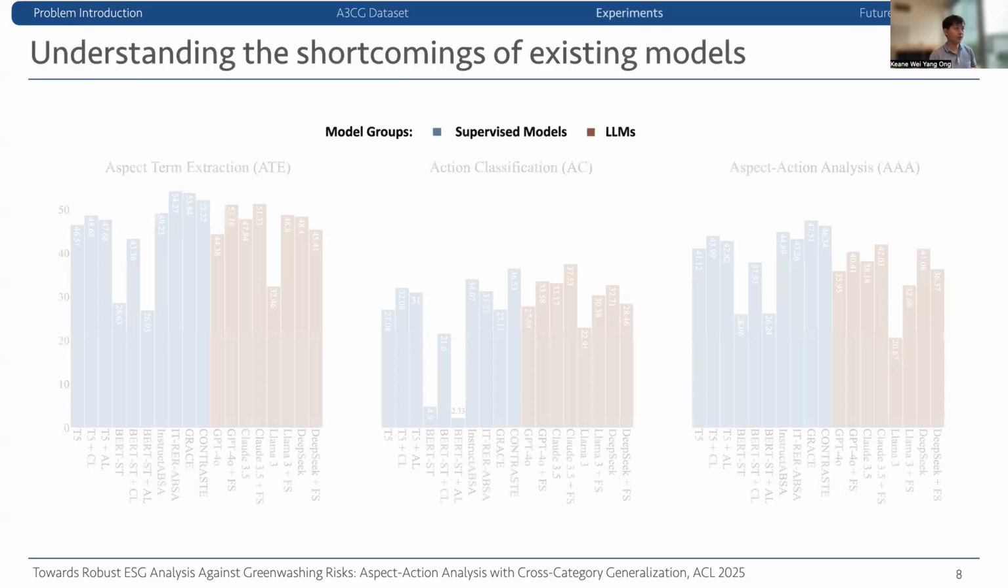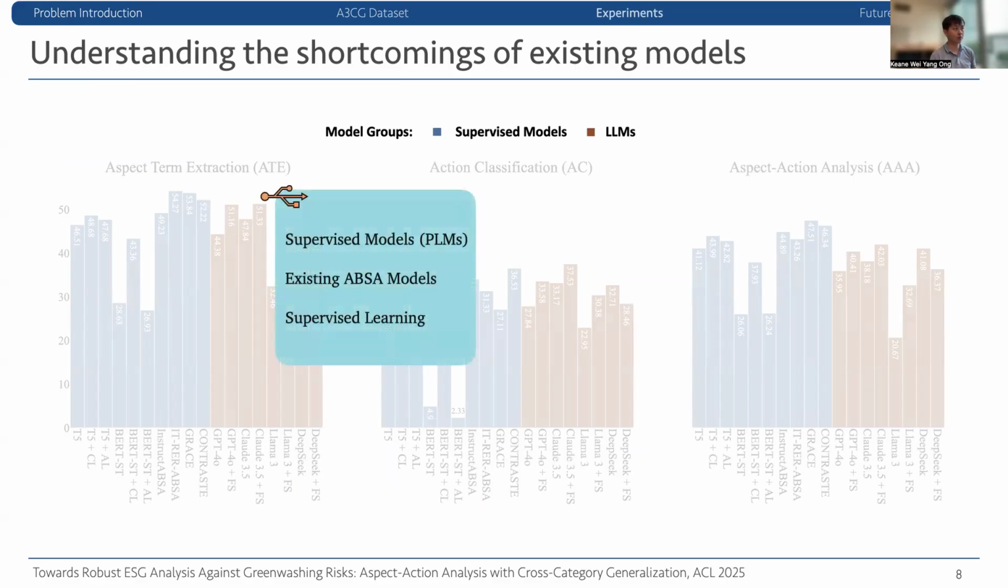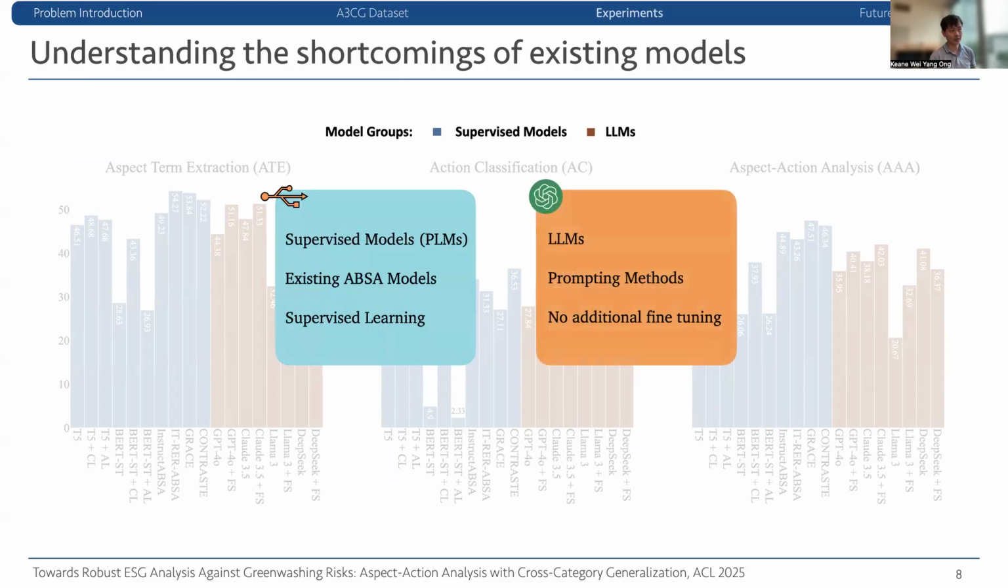So the idea is not to just offer this data set, but to analyze the shortcomings of existing models. So what we did was we had two groups of models: supervised models as well as large language models. By supervised models, we're just referring to PLMs, or pre-trained language models, and these are actually based on the BERT architecture. So we take existing aspect-based sentiment analysis models, and we do some form of supervised learning.